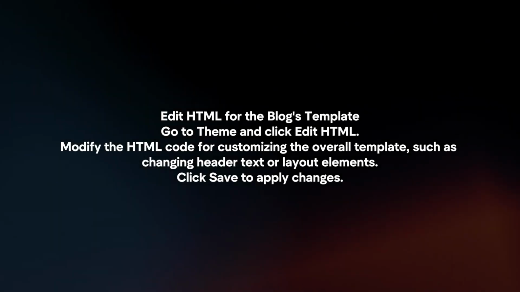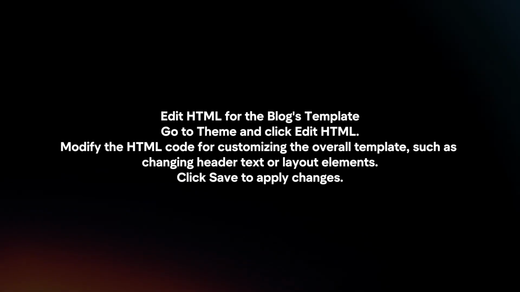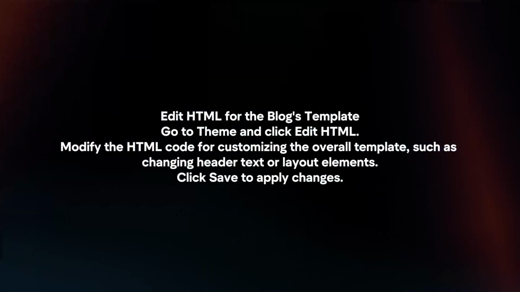Edit HTML for the blog's template. Go to Theme and click Edit HTML. Modify the HTML code for customizing the overall template, such as changing header text or layout elements. Click Save to apply changes.